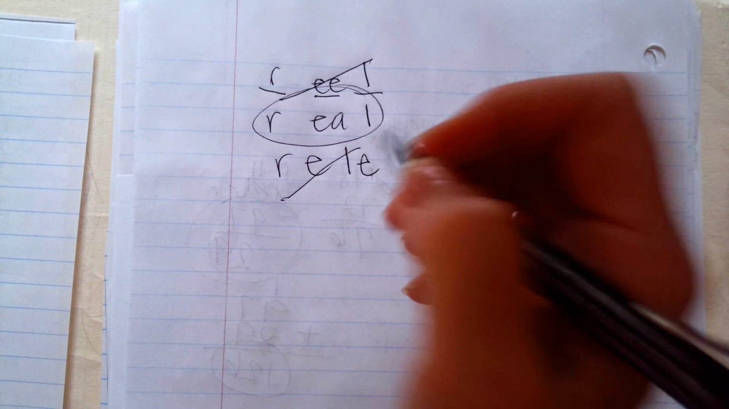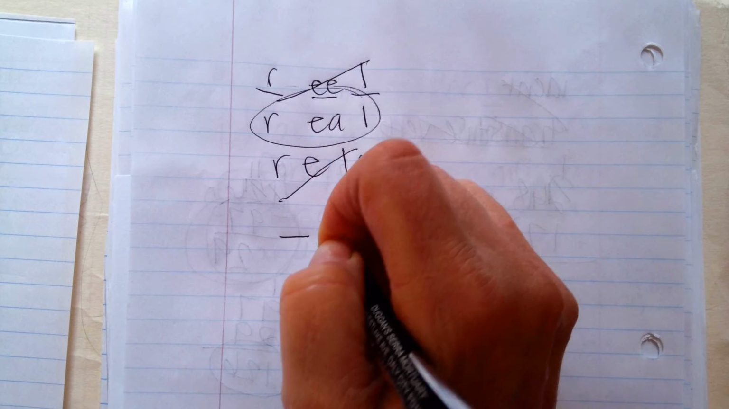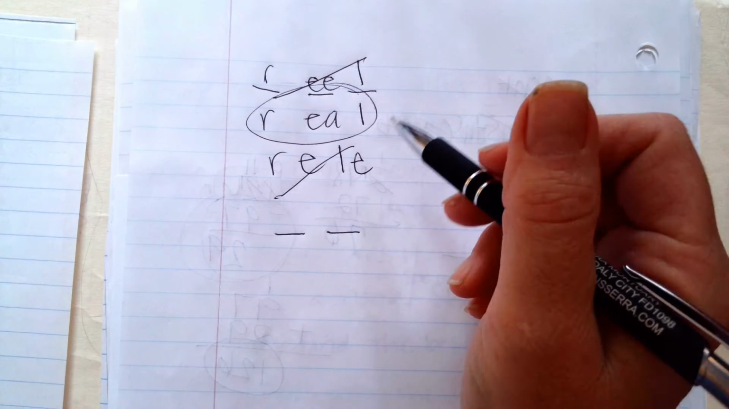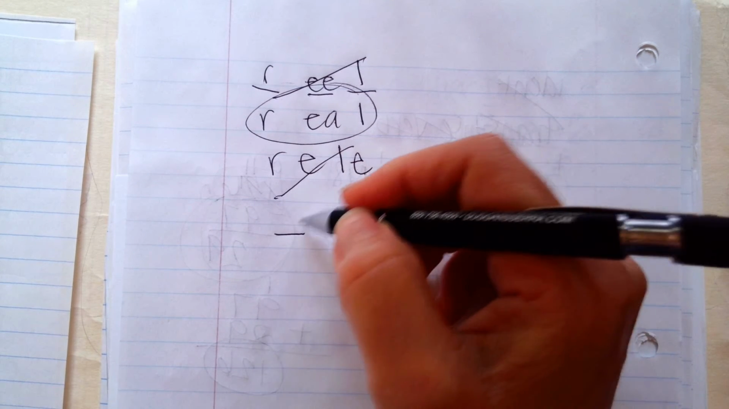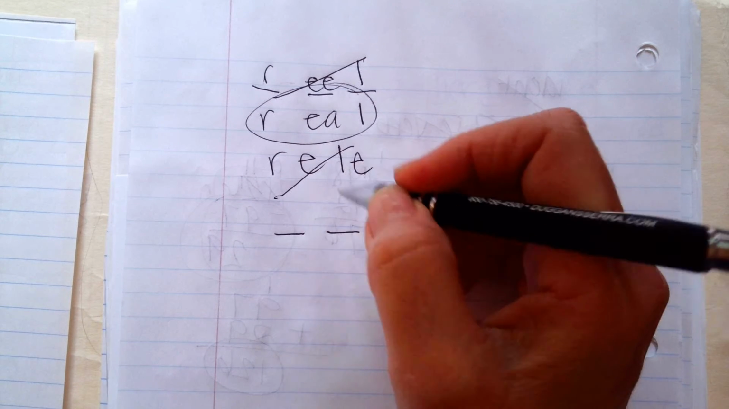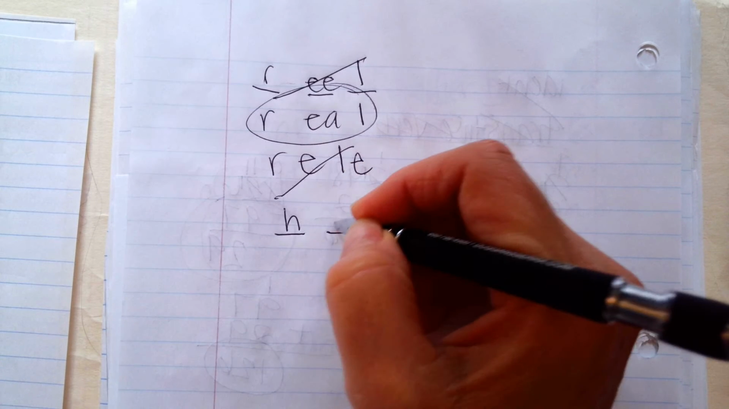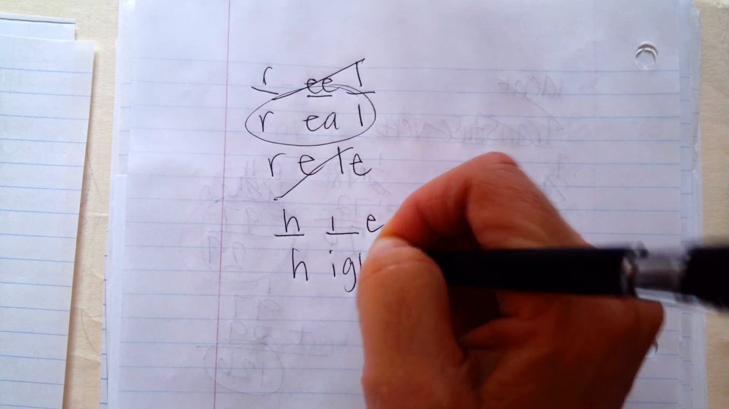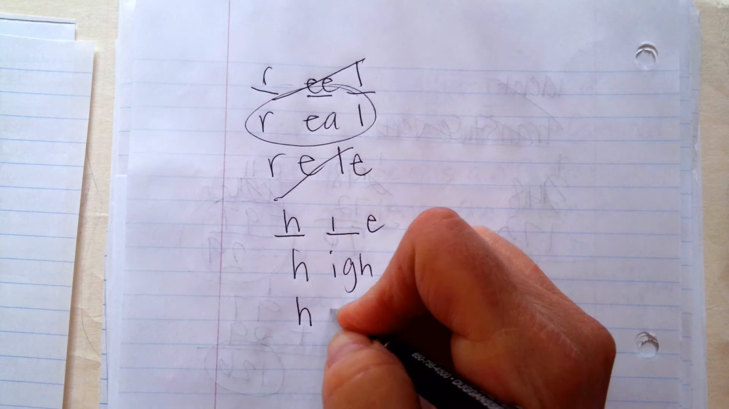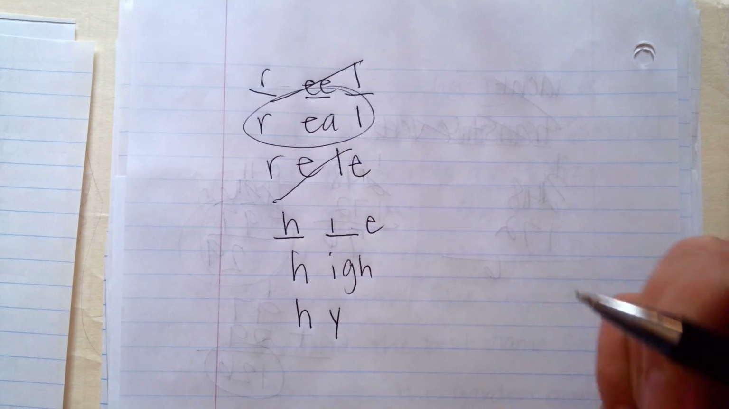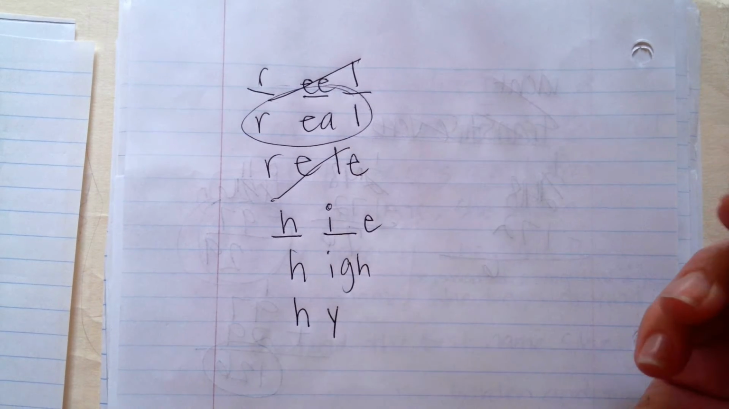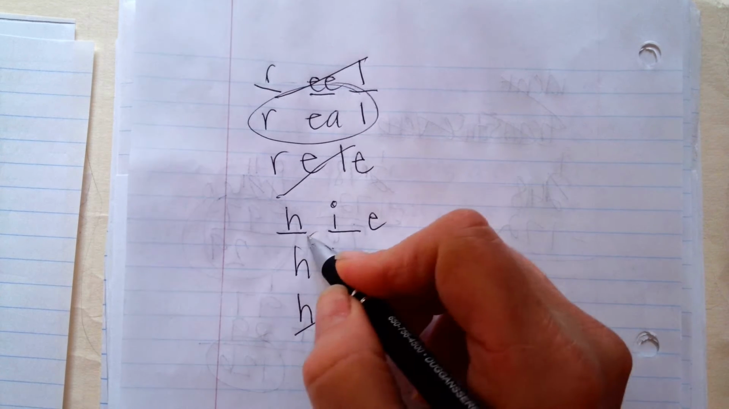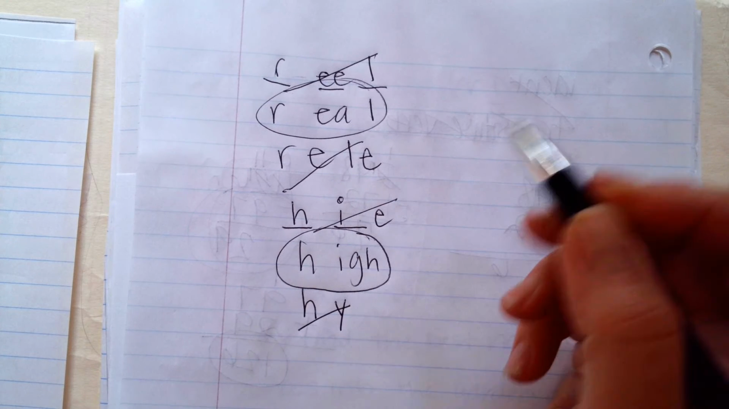Next one is high. I jumped high. So high has two sounds: h, and then I. And more than one letter can go on each line. It could be IE, it could be IGH, or it could be Y. Those are the ways that we make the I sound, right? That definitely looks wrong. It's HIGH.